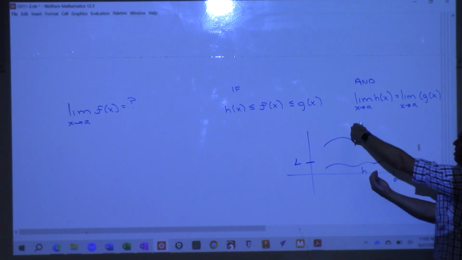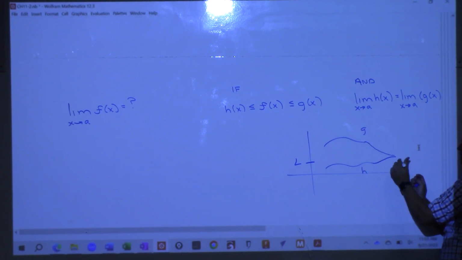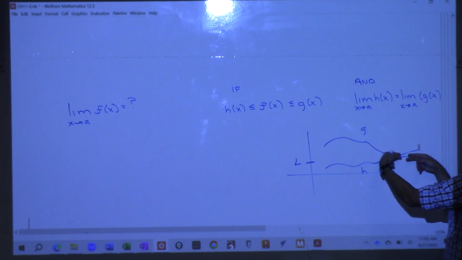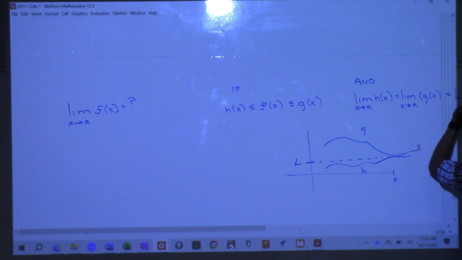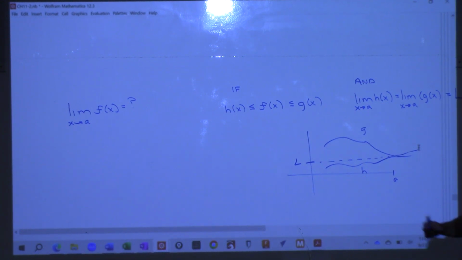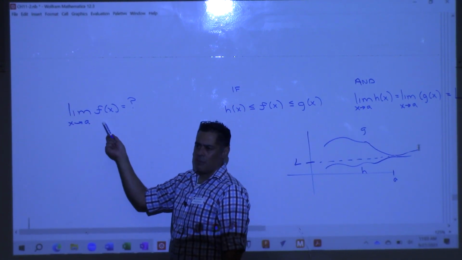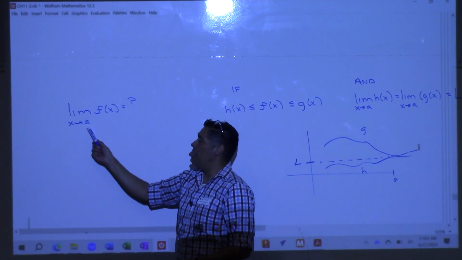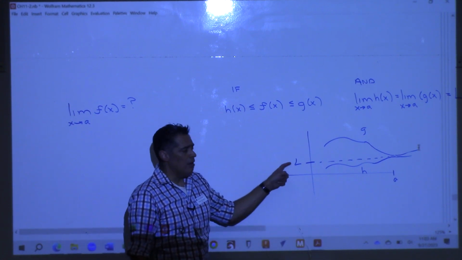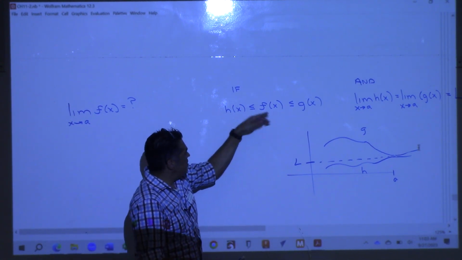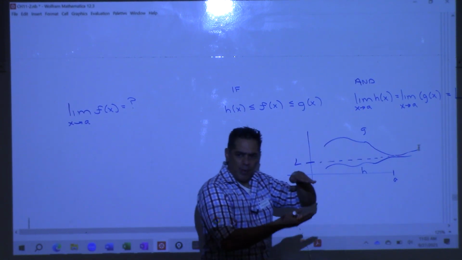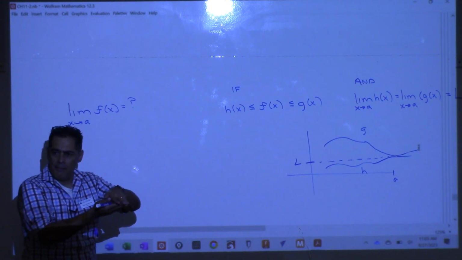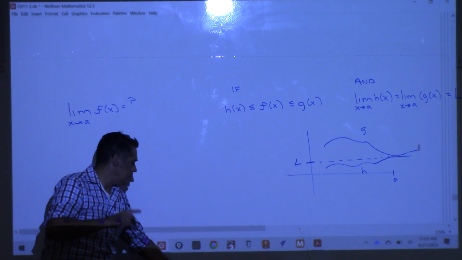So if h and g both approach, as you approach a, and it would be from both sides, if they both approach the same limit value equals L, okay, then what can you say about f? That this limit must be what? Well, as we approach a, this limit should also be L, right? Because the f function is squeezed between. So if f has to be between these two, it's going to go to the same place that those two go to, right?